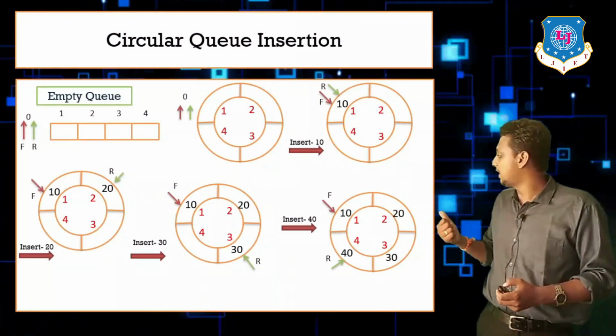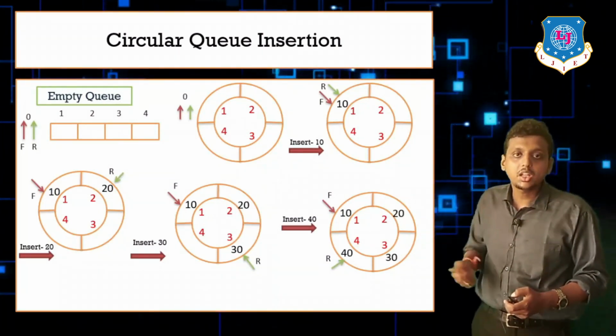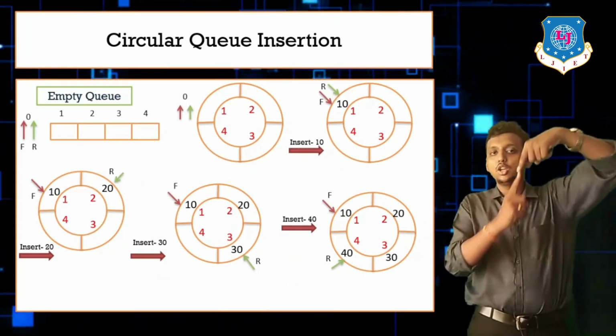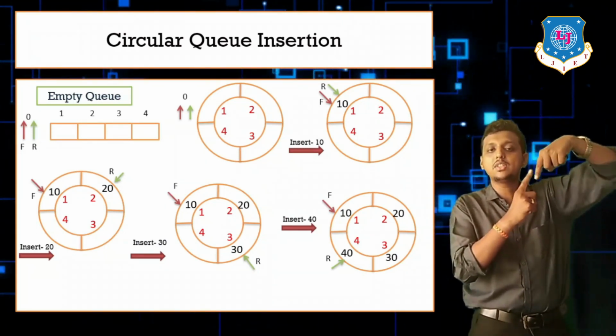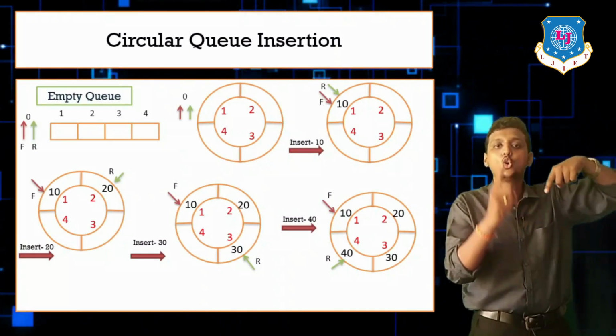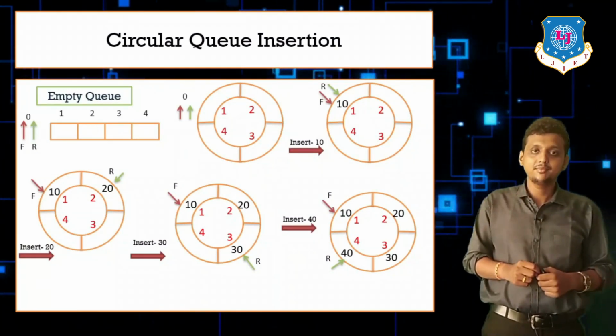Now students, let me tell you, the latest value of R becomes 1. F is at 1, both are at the same position. F is equal to R, so the Q becomes overflow. Step number 2.